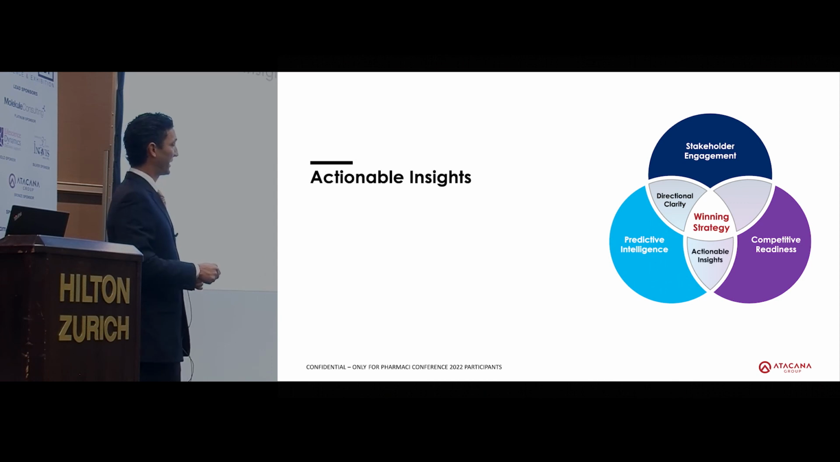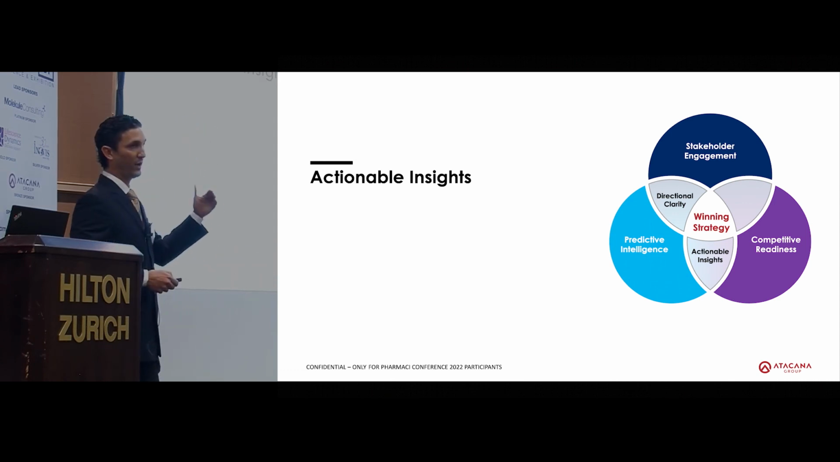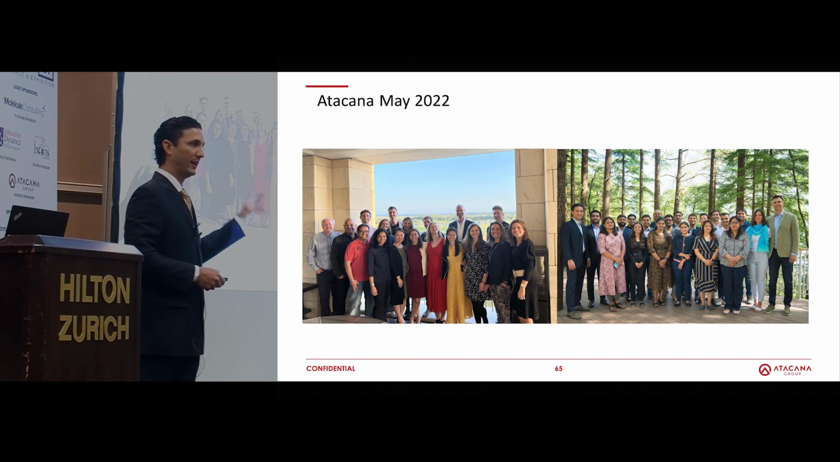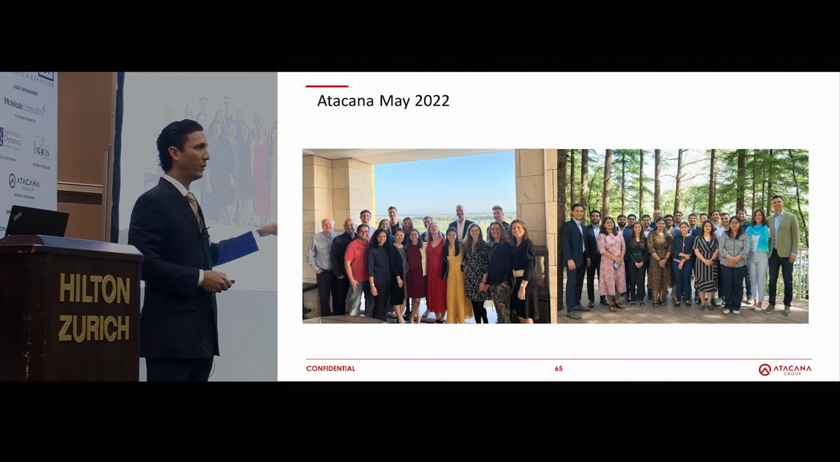If you have the predictive intelligence and you have the processes to process that information and to take action, then that really brings the actionable insights. And then if you have the right processes and the right relationships with the people so that you can influence the way they're thinking, then you have the exponential advantage, and that leads to the winning strategy. And for us, leveraging this model, we've been able to grow the Atacana team primarily working with the current clients.